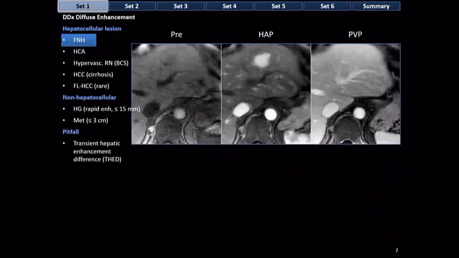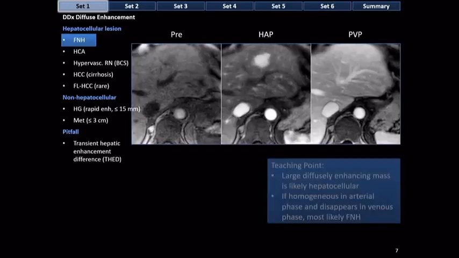Now, focal nodular hyperplasias do occur in men, although less common than in women. And this is an example now on MRI of a diffusely hyperenhancing mass that disappears in the portal venous phase. In the absence of cirrhosis, and this man had no cirrhosis, the diffuse enhancement with the portal venous disappearance favors FNH, same teaching points as on the previous study.